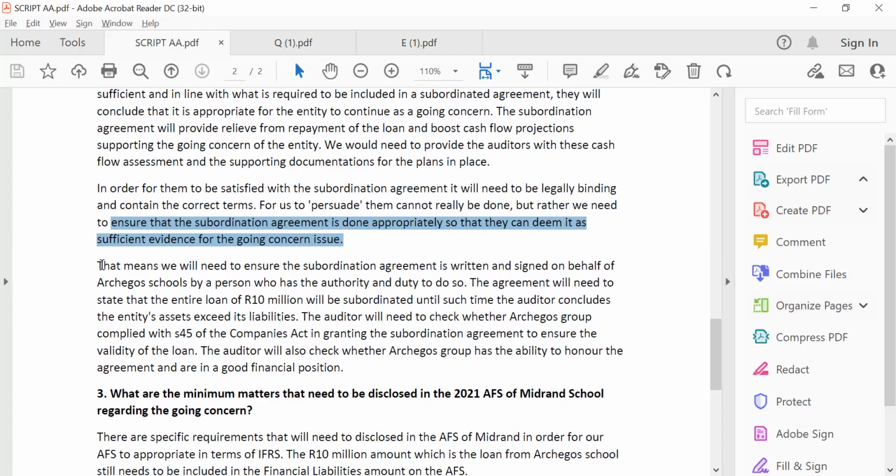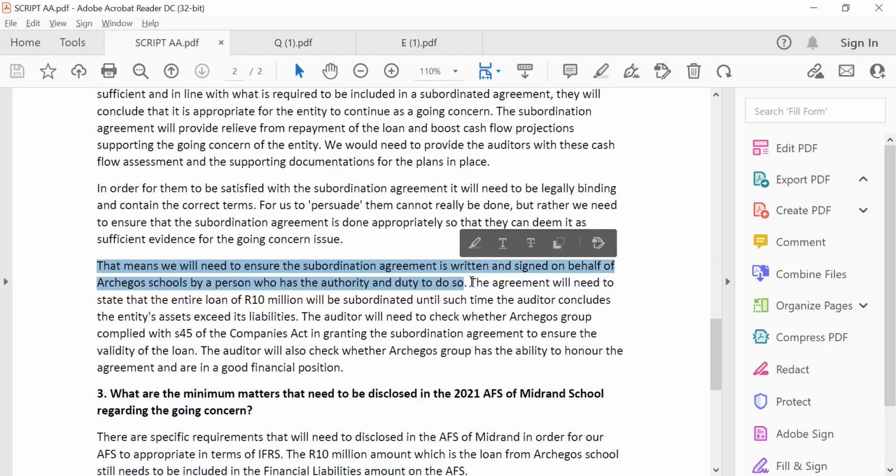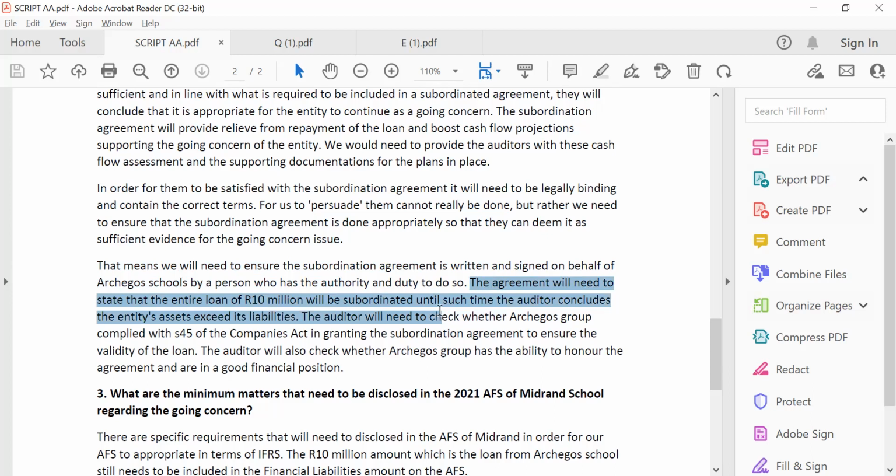The candidate provides an answer to that, which shows that they're providing us with good insight on the matter. The candidate says we need to ensure that the subordination agreement is written and signed on behalf of the Archegos Group by a person that has authority to do so. Okay, that's the first thing the auditors would need to check. The second thing is that the agreement would need to state that the entire 10 million will be subordinated until such time that the Midrand School's assets exceed liabilities. Again, very insightful and well discussed input.